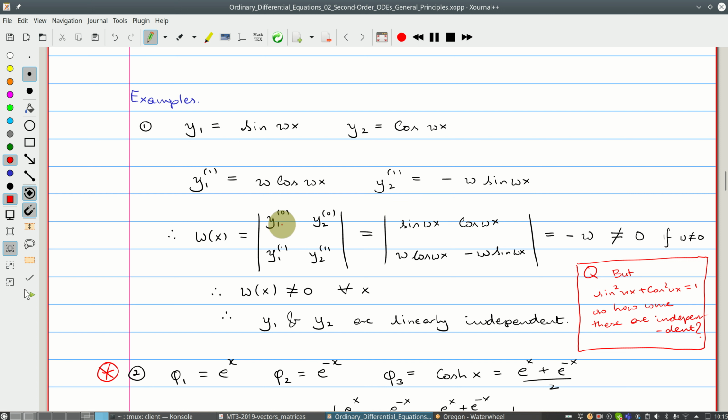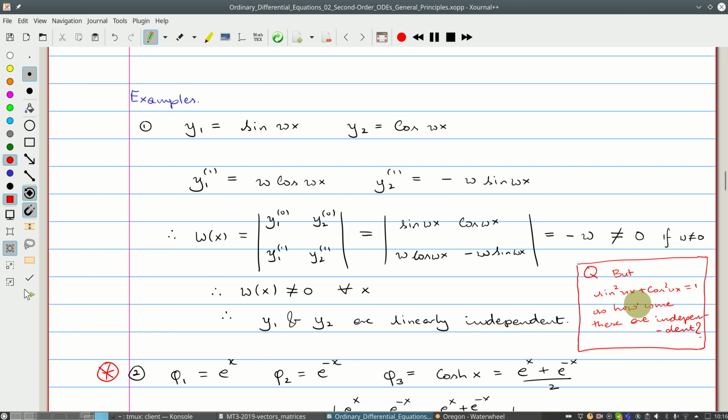The first row contains the functions themselves. The 0 indicates there's no derivative. The second row contains the first derivative of these functions. Put them in there, compute the determinant, and what you will end up with is minus omega. Now if omega is non-zero, then this is not equal to 0. In fact, it's a constant in the range. It doesn't matter what the range is. So the Wronskian is not equal to 0 for all x, and therefore y1 and y2 are linearly independent.